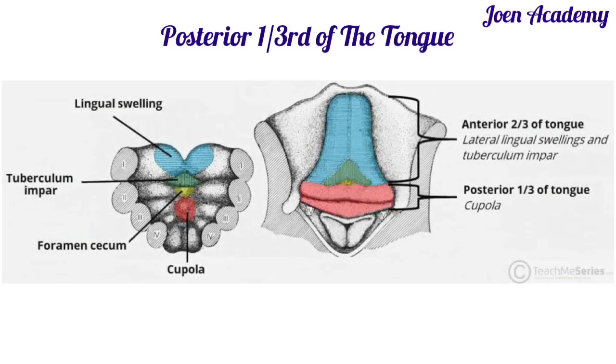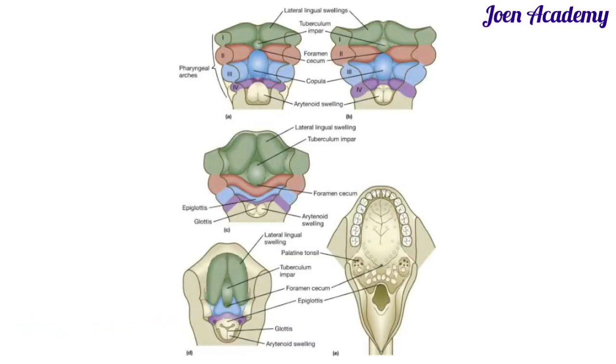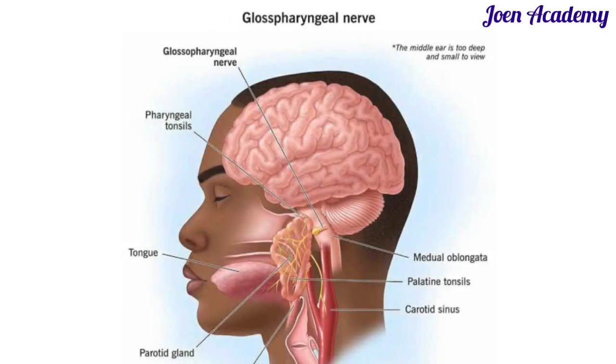As for the remaining posterior 1/3 of the tongue, it is formed from another median swelling called the hypobranchial eminence, or you can call it the copula. This hypobranchial eminence is formed from the mesoderm of the 2nd, 3rd, and 4th pharyngeal arches. The mucosa overlying this posterior 1/3 of the tongue receives its sensory innervation from the 9th cranial nerve, which is the glossopharyngeal nerve.